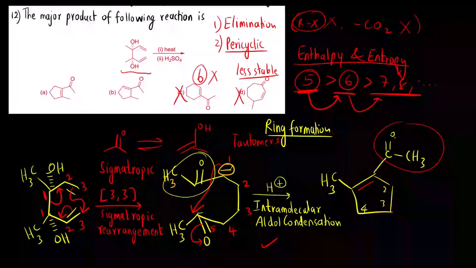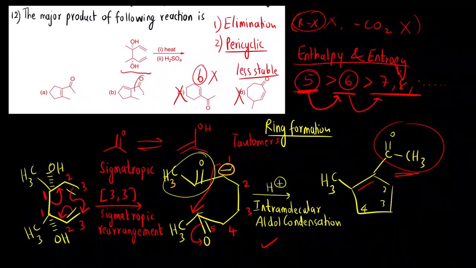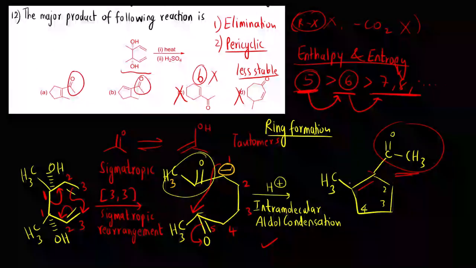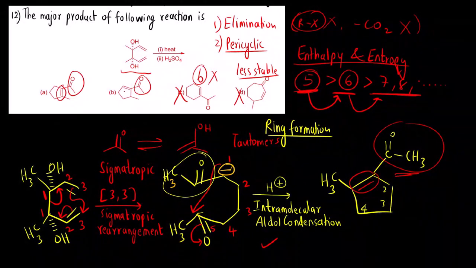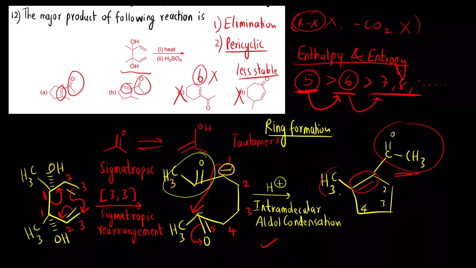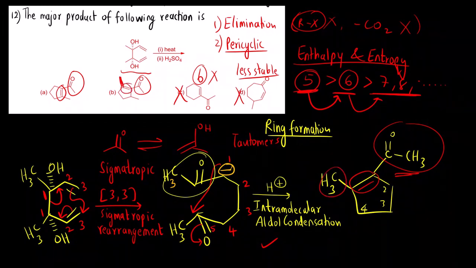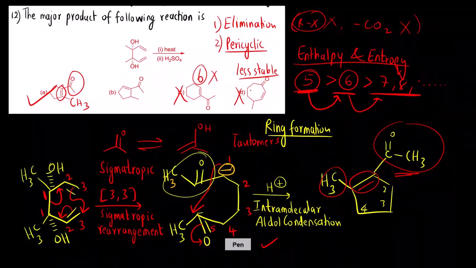A and B, acetyl group is common in both. Next we have double bond. Okay, next to double bond we have methyl. Here we have hydrogen. Here we have this methyl group. So which is the correct answer? Option A. Option B is incorrect. Correct answer is option A.